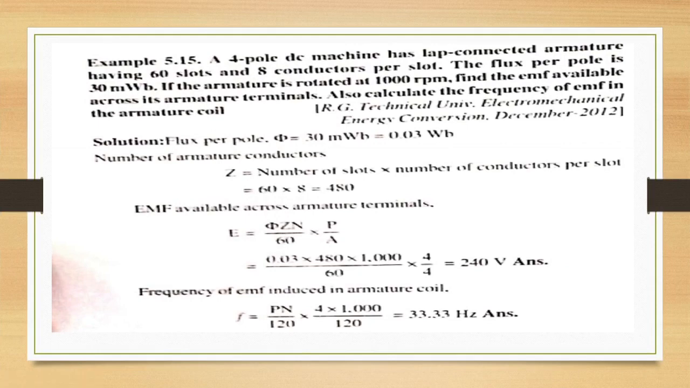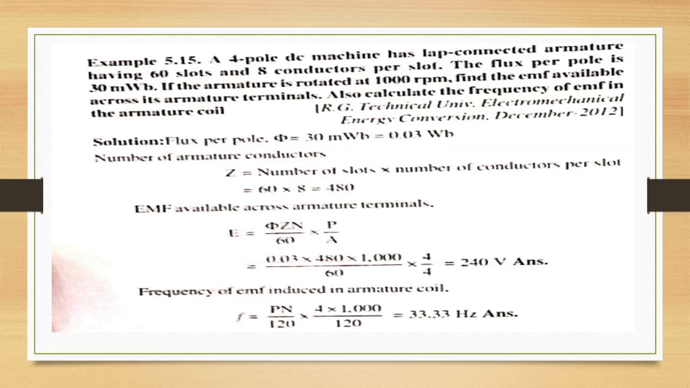A 4-pole DC machine has lap connected armature having 60 slots and 8 conductors per slot. Flux per pole is 30 milliweber. If the armature is rotated at 1000 rpm, find the EMF available across its armature terminals. Also calculate the frequency of EMF in the armature coil.